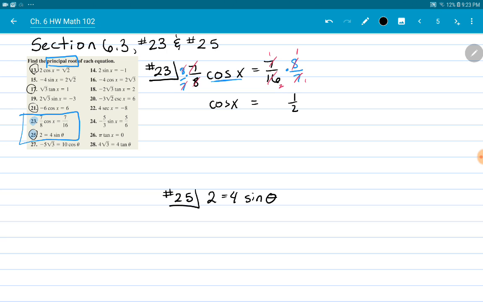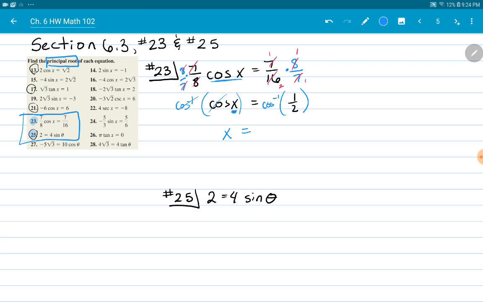So I get cosine x equals 1/2. And now I need to get the x by itself, which means I need to get rid of the cosine. To get rid of cosine, I have to undo cosine with the cosine inverse. And whatever I do on the left, I also do on the right, which leaves on the left, cosine and cosine inverse will cancel, and I'm left with x.